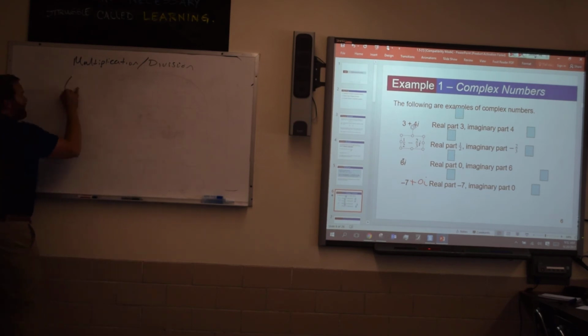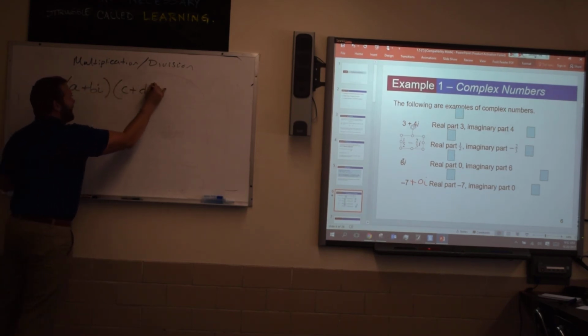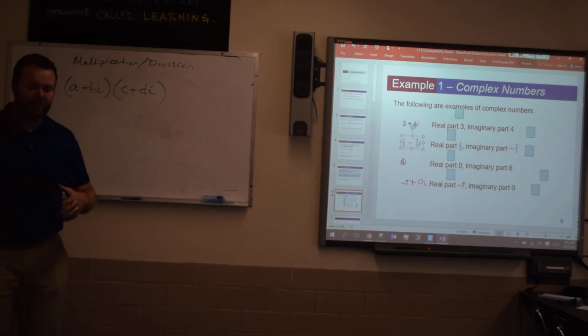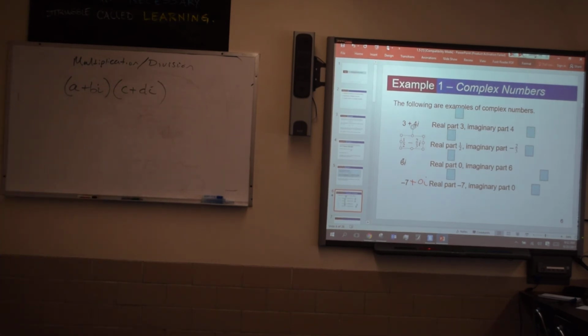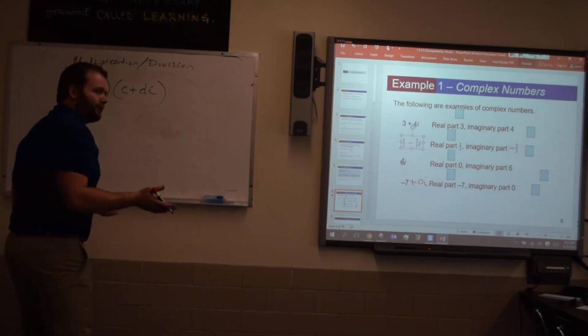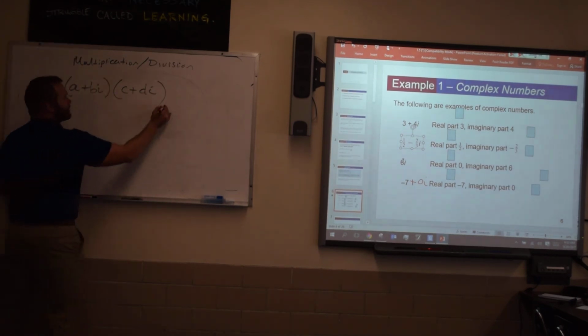Okay? If I have A plus Bi and C plus Di, that's how we're going to see multiplication of 2 complex numbers. Well, that's a binomial times a binomial, right? When you take a binomial times a binomial, what is the procedure that you use? Yeah, you FOIL.